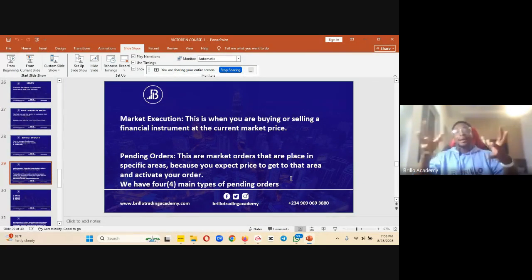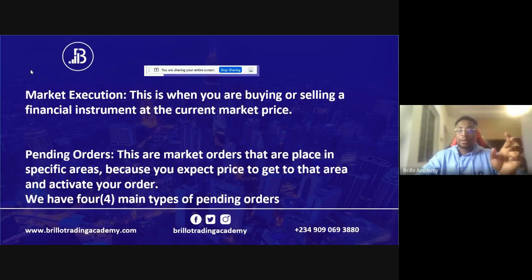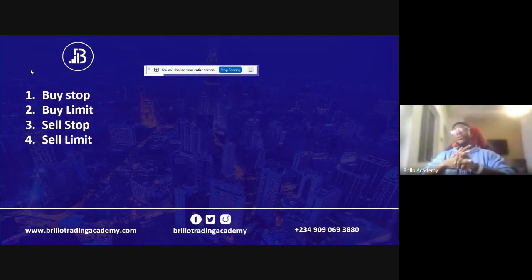So we have four types of pending order. Although we have more than four, the major ones are what we are going to be looking at. The four major types of pending order are buy stop, buy limit, sell stop, and sell limit. I'm going to explain what they are, then give examples, and I will show you how to do that on your MetaTrader 5.